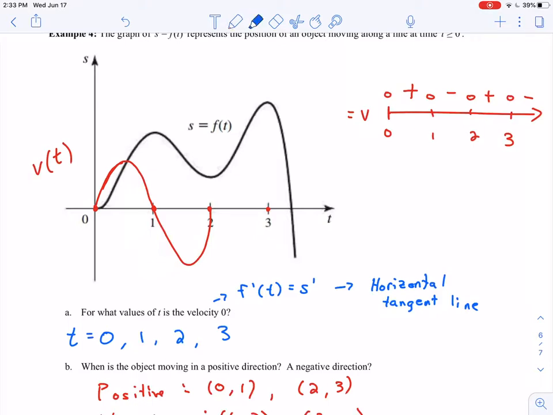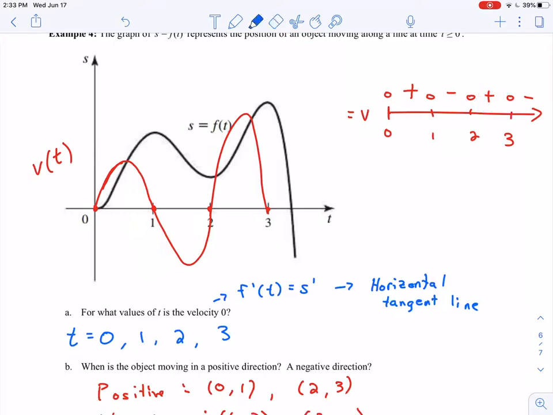2 and 3, what's going on there? Between 2 and 3, my velocity is positive. Rebound should be above the x-axis once more. We're going to be above the x-axis. Maybe it looks something like that. I don't necessarily know how high or how low it goes. I just know it's above the x-axis there.